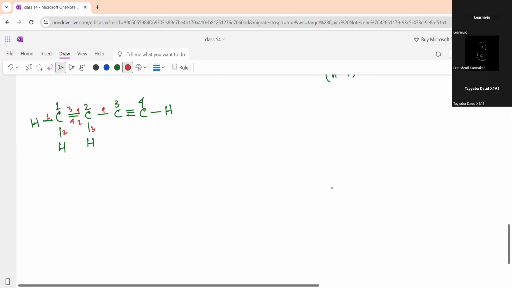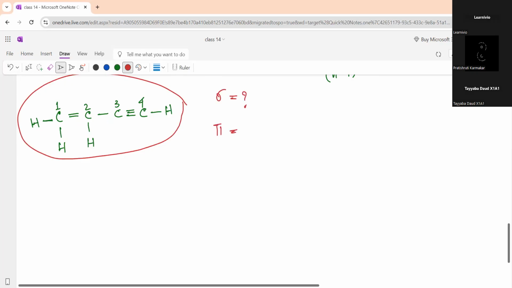How many bonds does the third carbon have? 4. 1, 2, 3, 4. And the fourth carbon also has 4 bonds, right? 1, 2, 3, and 4. Now you will tell me that in the whole compound I have given you, how many sigma bonds are there and how many pi bonds are there?